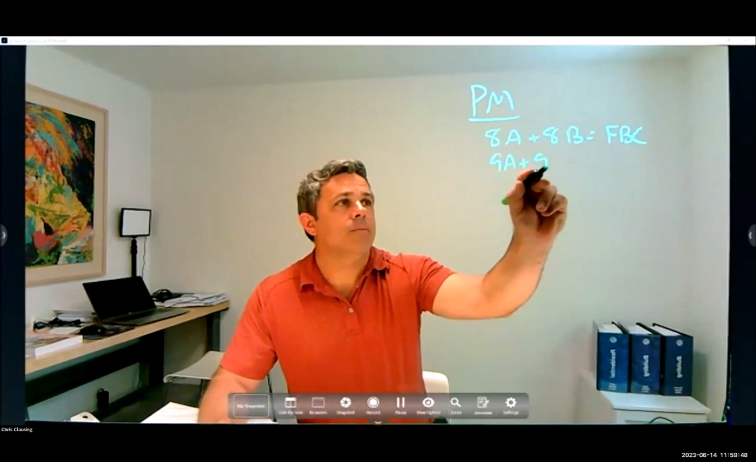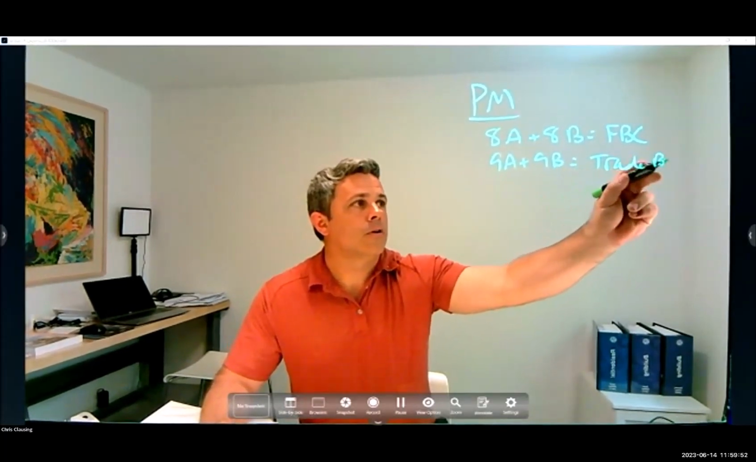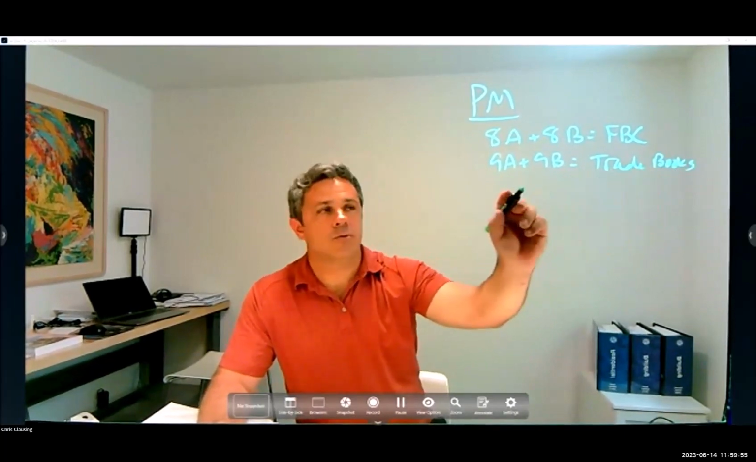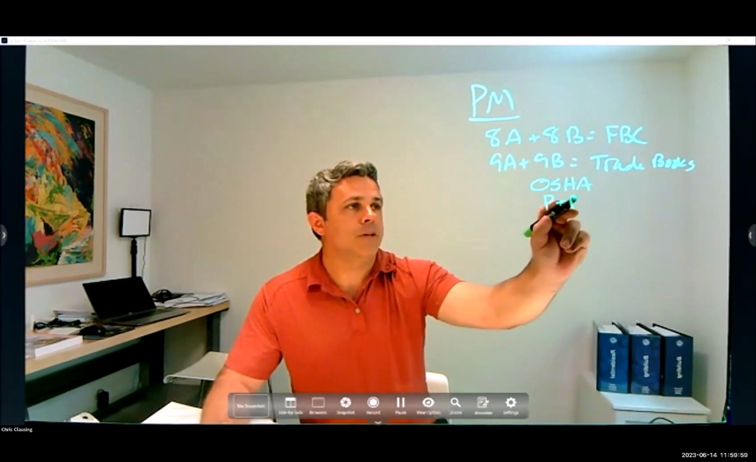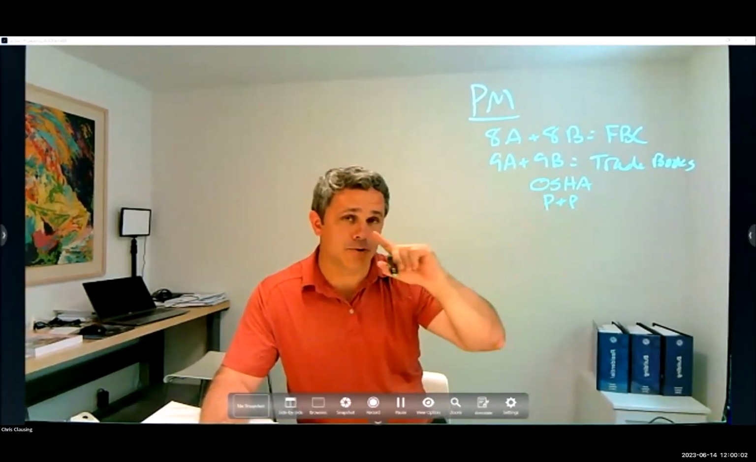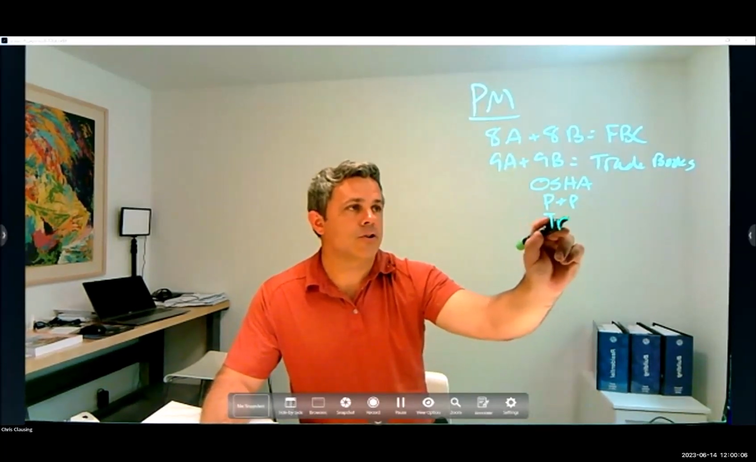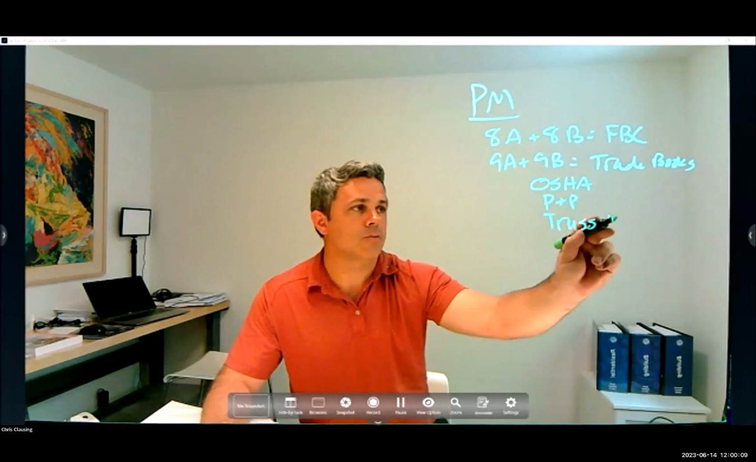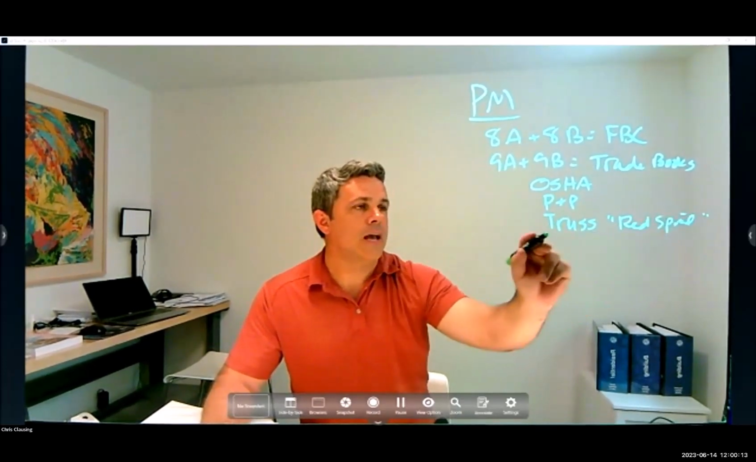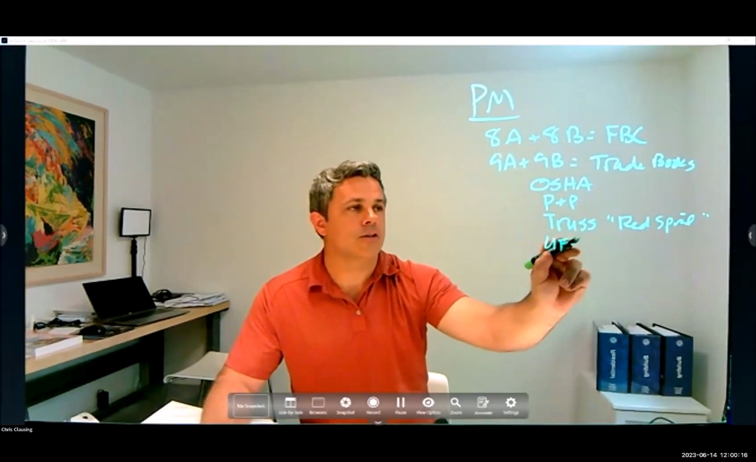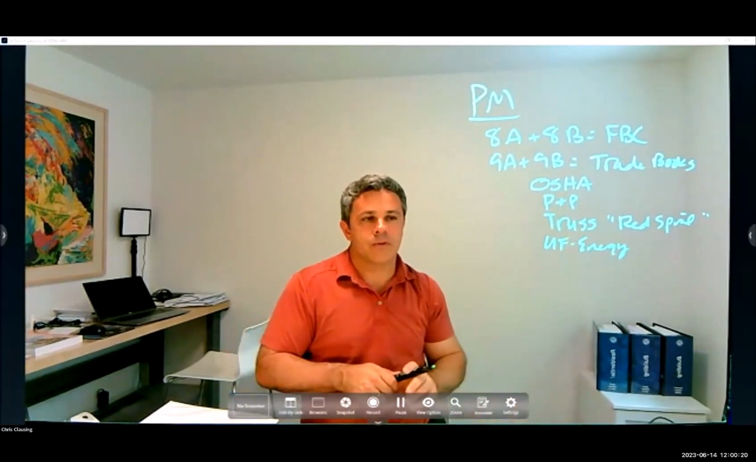9A and 9B, these are your trade books. Of these books, the most important is going to be OSHA, followed by, I believe, PMP. They're asking a ton of general knowledge out of the principles and practices. You'll see a fair number of questions out of the Trust book. That's the one with the red spiral. And you'll see the UF Energy book. That's the one with the black spiral, the University of Florida Energy book.